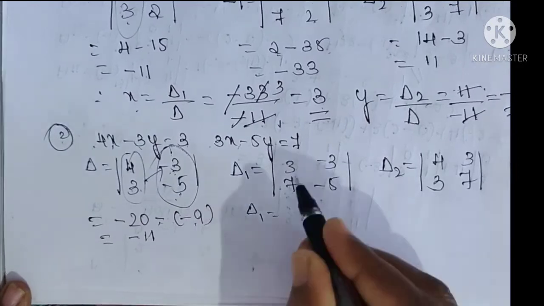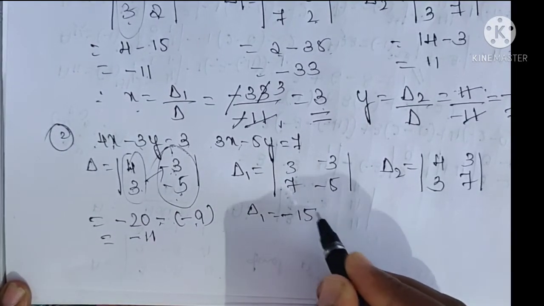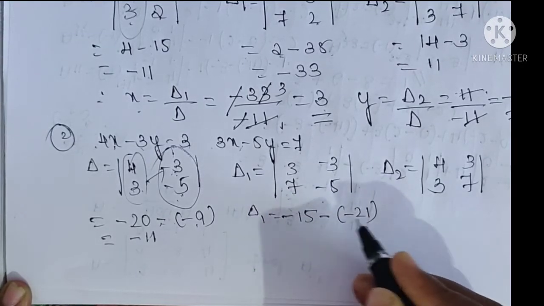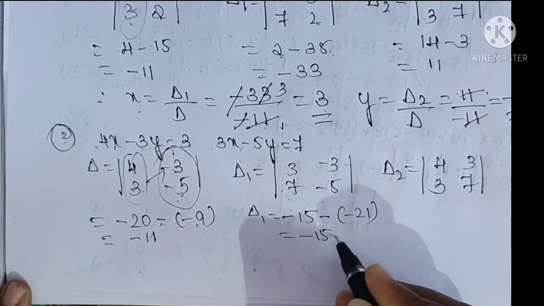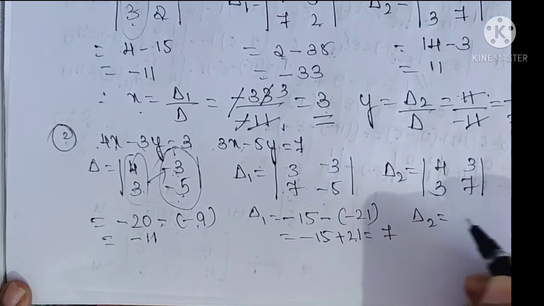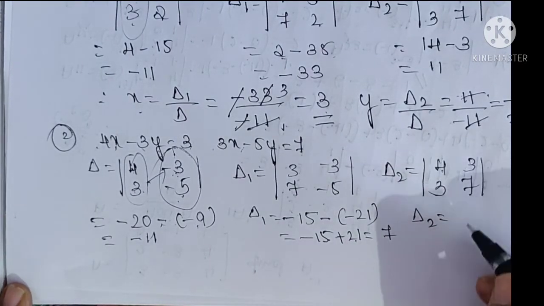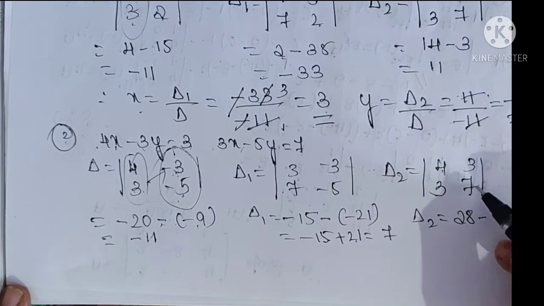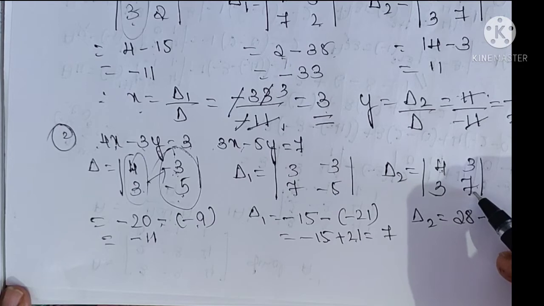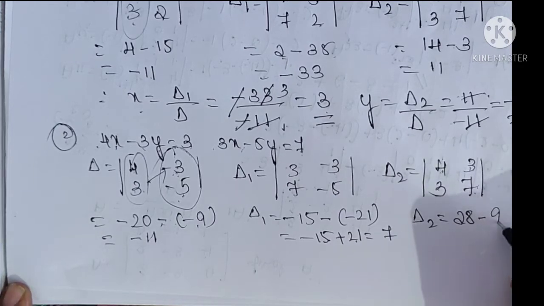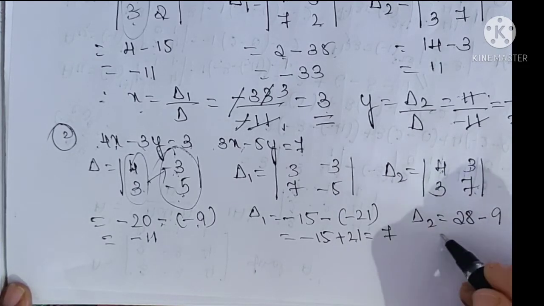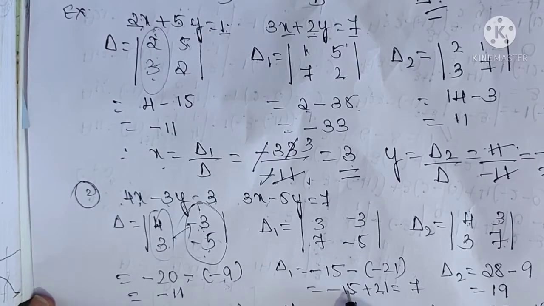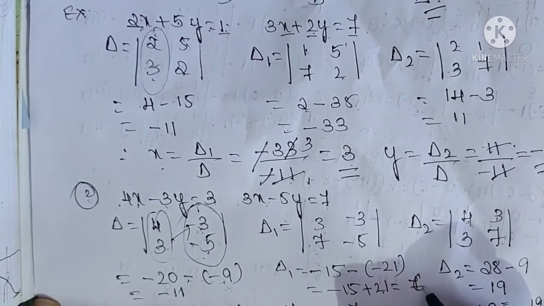Delta 1: 3 into minus 5 is minus 15, minus 7 into minus 3 is minus 21. Minus into minus is plus. Minus 15 plus 21 is 6. For delta 2: 4 sevens are 28, minus 3 threes are 9, 28 minus 9 is 19.